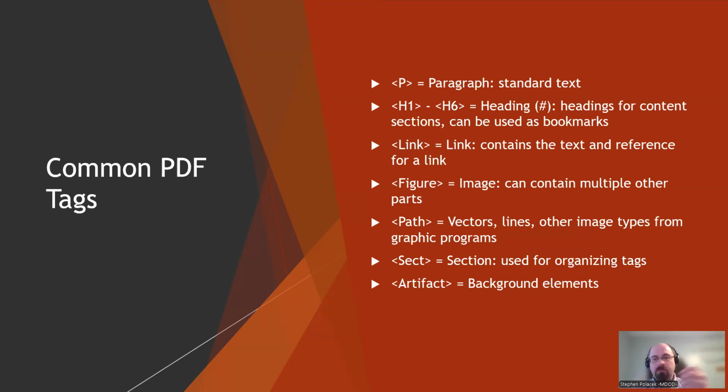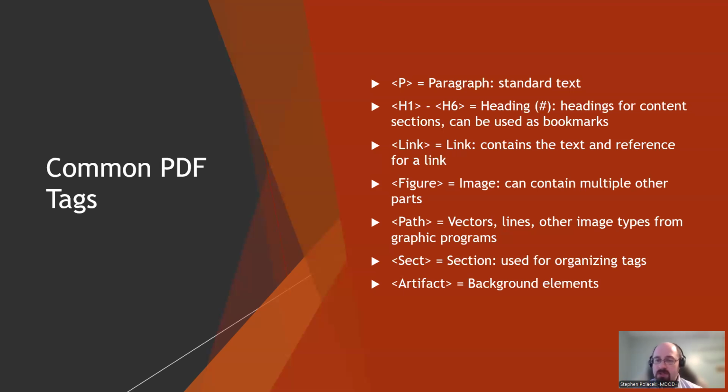And then figure. Figure is what Adobe calls images. So any image in your document or anything like a line or a group of lines, vectors, what have you, is going to be tagged as a figure. It can contain multiple other parts, but it's going to be treated as a single element. In most cases, it's going to read the alternative text that you provided instead of whatever's inside of it.